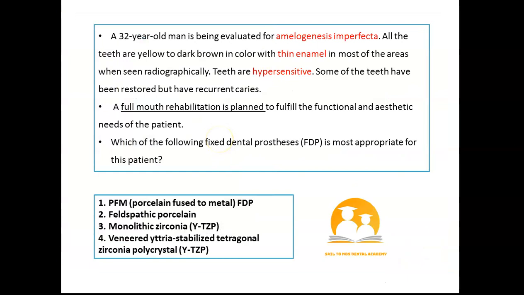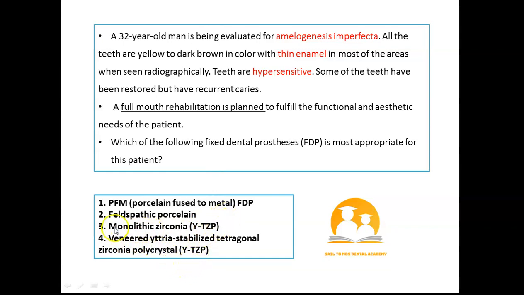Now let's go for another restorative question. A 32-year-old man has amelogenesis imperfecta. You know, it's an enamel defect. There will be thin enamel. If enamel is thin, automatically the teeth will be hypersensitive. There is one more issue: the patient has a problem of recurrent caries. So full mouth rehabilitation is planned for the functional and aesthetic needs of the patient. What kind of prosthesis will be most appropriate? It will be a PFM, feldspathic porcelain, monolithic zirconia, or veneered zirconia.